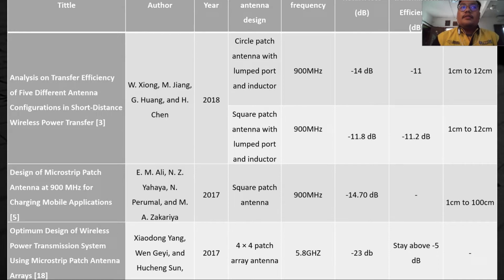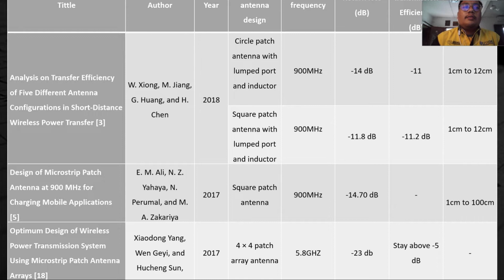The second reference is about the design of the microstrip antenna at 900 MHz for mobile charging application. This thesis uses a square patch antenna operating around 900 MHz, and the distance between the antennas is around 1 centimeter to 100 centimeter. The return loss is around negative 14.70 dB, and the power transmission efficiency does not show up in this thesis.